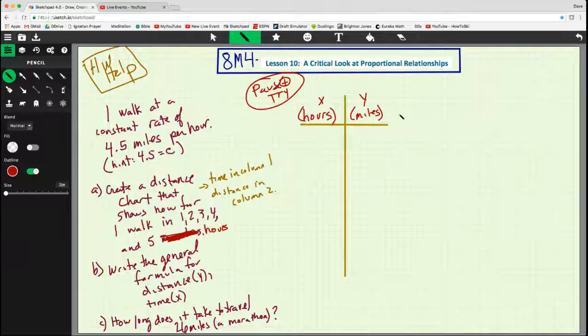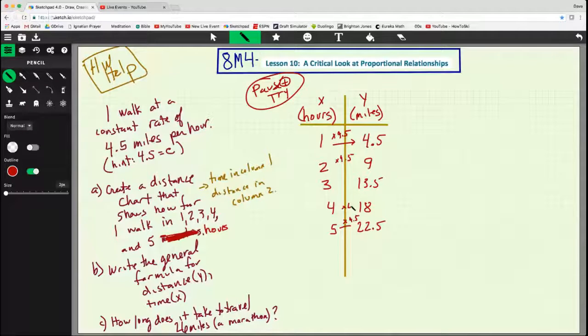Okay, so if I go 4.5 miles per hour, my C is 4.5. So there's a couple ways to look at this. If I go 4.5 miles in an hour, then in 1 hour, I go 4.5 miles. Another way to look at it is I know that this column times 4.5 is that column. So in 1 hour, I just multiply by 4.5 because that's my constant. Does that make sense? So in 2 hours, I would go 9 miles, which is 2 times 4.5. In 3 hours, I'd go 13.5. In 4 hours, I'd go 18. And in 5 hours, I would go 22.5. All of these are times 4.5.